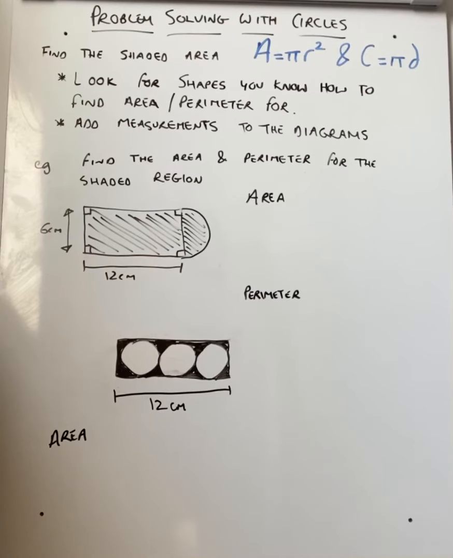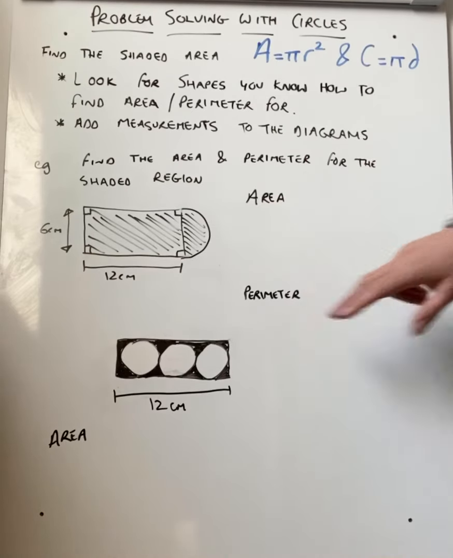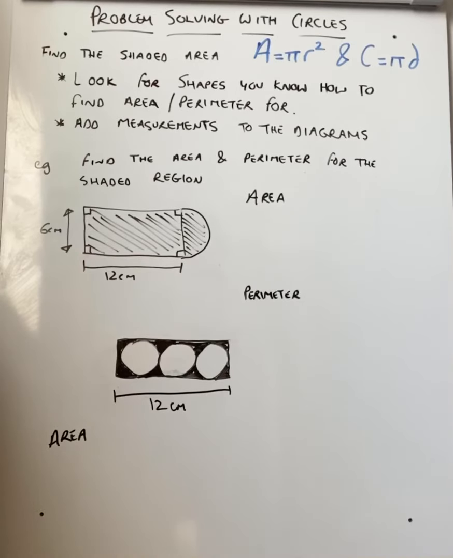If it's perimeter, then you need to walk around the outside of the shape. If it's area, then you need to find the space inside the shape. Or if you need to add some extra measurements on the diagram to help you have all the measurements required, then again, that's a really good technique to use. So we're going to work our way through two problems. We've got the shaded area here, and we're going to find the area and perimeter for it. And then we've got this funny looking shaded area here, which we're going to find the shaded area for.